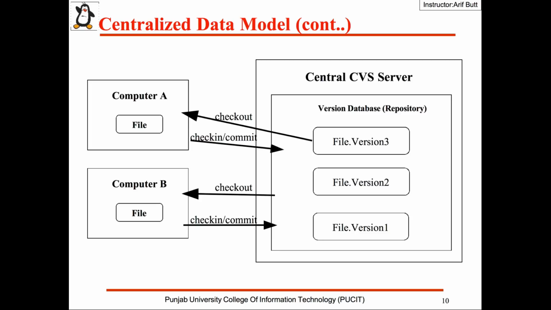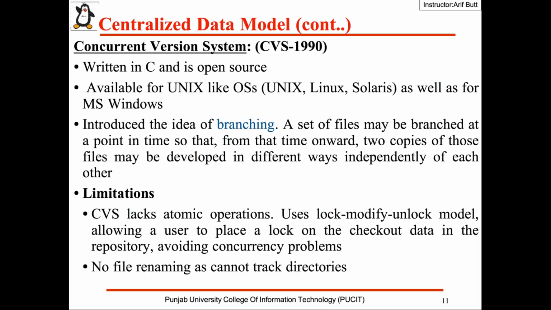Let us see some example versioning tools. Concurrent Version System. Written in C, open source, available for Unix as well as for Microsoft Windows. Introduced the idea of branching. We will see what branching is in our next session, inshallah. The limitation of CVS is it lacks atomic operation and no file renaming is allowed.